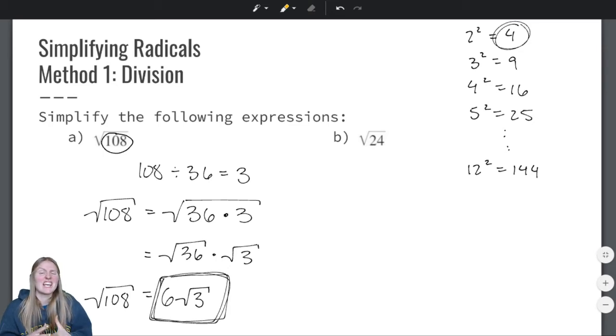And that's when we say simplifying radicals, it means we want some smaller numbers to work with here. The square root of 108, that's a very big number. Let's get this into smaller numbers that we can work with.